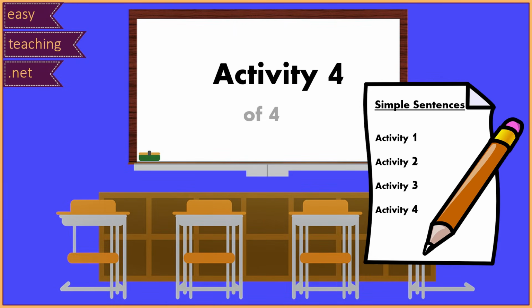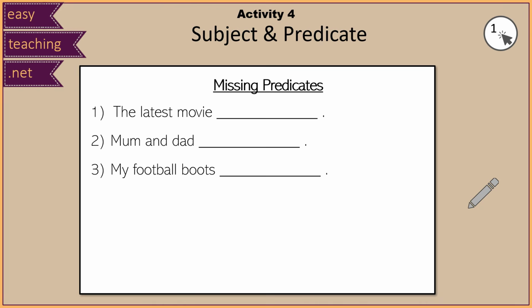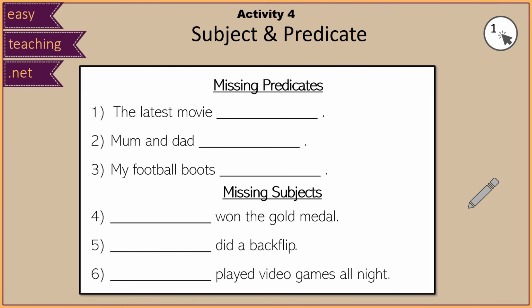Activity 4. These sentences are missing predicates. The latest action movie, Mum and Dad, my football boots. These sentences are missing subjects. Won the gold medal, did a backflip, played video games all night. Complete each sentence by adding your own. Pause the video here until you're ready to move on.